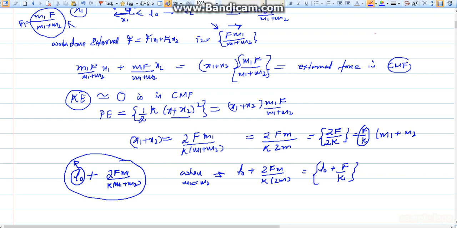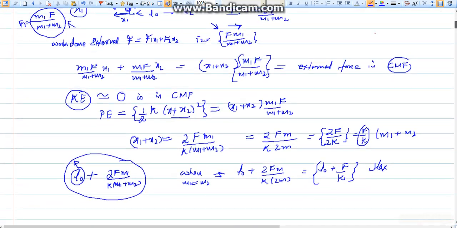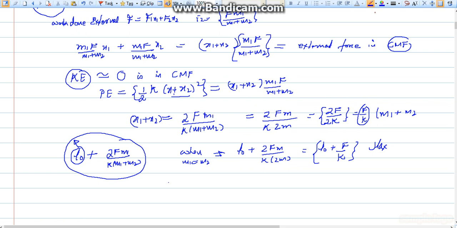This is the maximum separation, and the minimum separation will be when there is no elongation in the spring. In this case there will not be compression because the force is outwards, so the minimum separation would be L0 only.